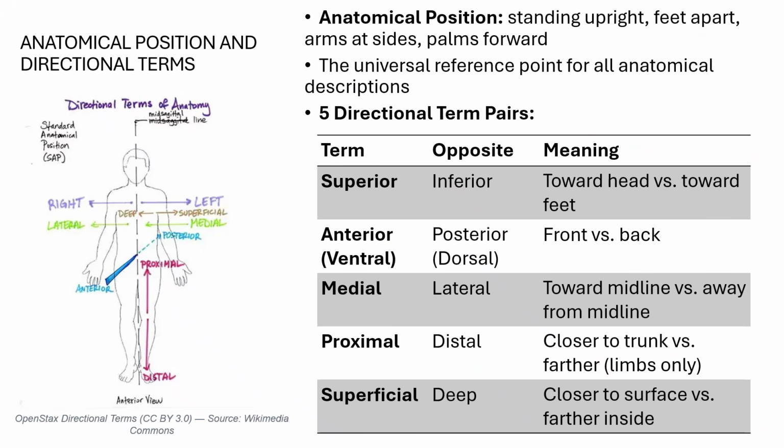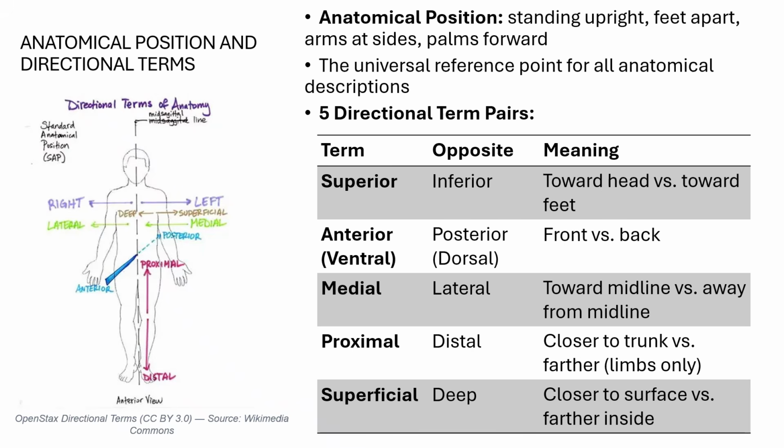Anatomical position is the universal starting point. Standing upright, feet slightly apart, arms at sides, palms facing forward. We use directional terms in pairs. Superior means towards the head, inferior means towards the feet, anterior means towards the front, posterior means towards the back.